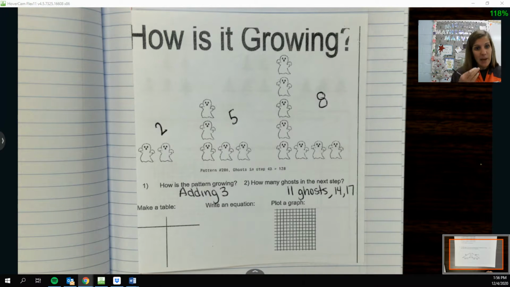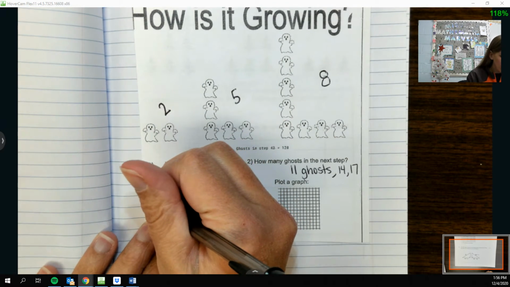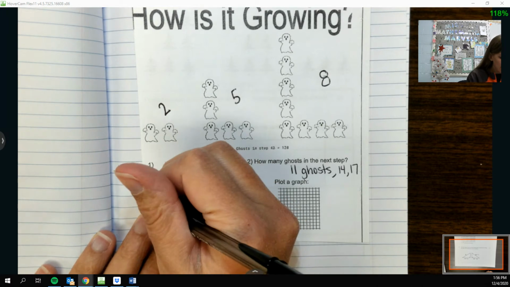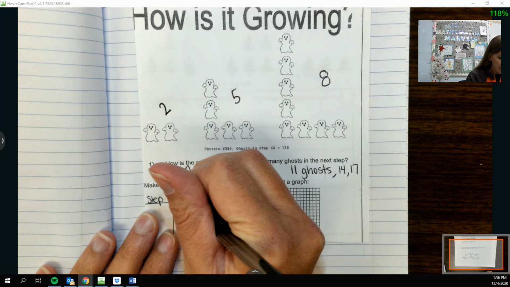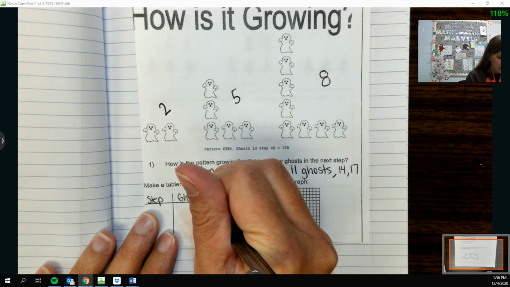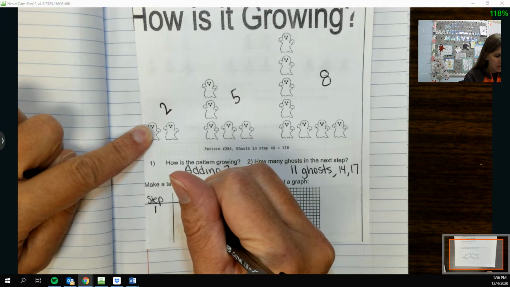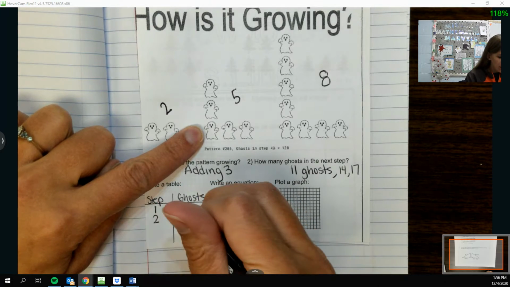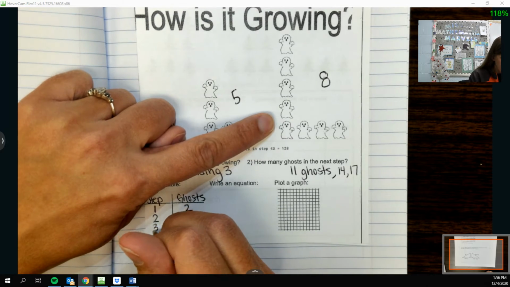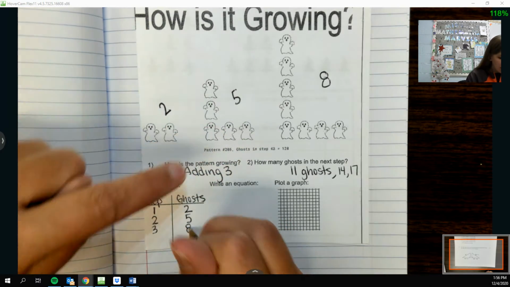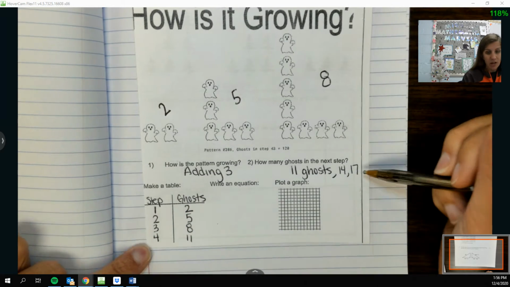So we can represent this pattern in 3 different ways. We can make a table. So in our table on the X side, we're going to talk about the step. And over here, we're going to talk about how many ghosts. So on step 1, there are 2 ghosts. In step 2, there are 5 ghosts. In step 3, I had 8 ghosts, which helped me to see the pattern that in step 4, I should have 11 ghosts, and in step 5, I should have 14 and all of that.